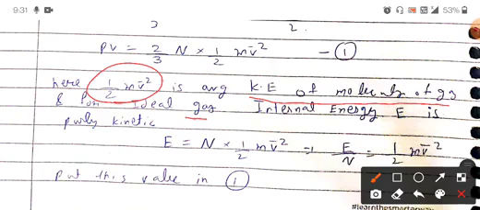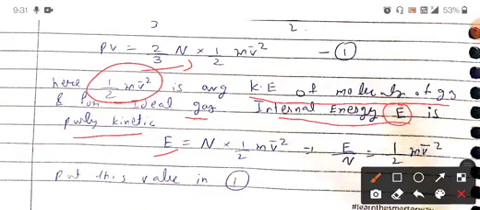And for an ideal gas we know that internal energy is purely kinetic. For an ideal gas the internal energy is purely kinetic. That means this kinetic energy will be equal to the internal energy of the gas, and here we are denoting it by E.